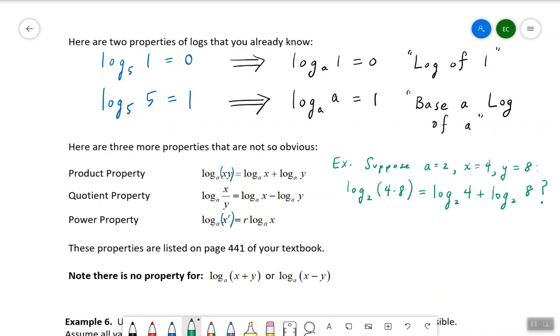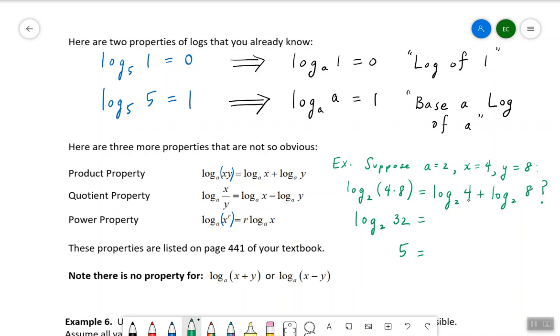And I just want to verify that that really is true, at least for these numbers. So let's just simplify the left side and simplify the right and see that it works. So on the left side, order of operations says multiply first and get 32. You'd have the log base 2 of 32. And then what is the log base 2 of 32? It's 2 to what power makes 32? So you can verify that 2 to the 5th power is 32. So the left side simplifies to 5.